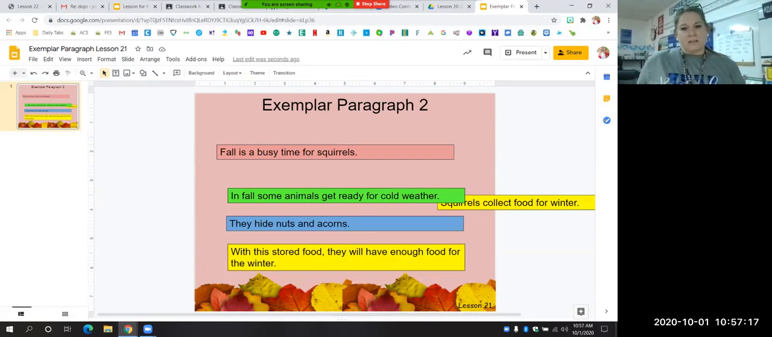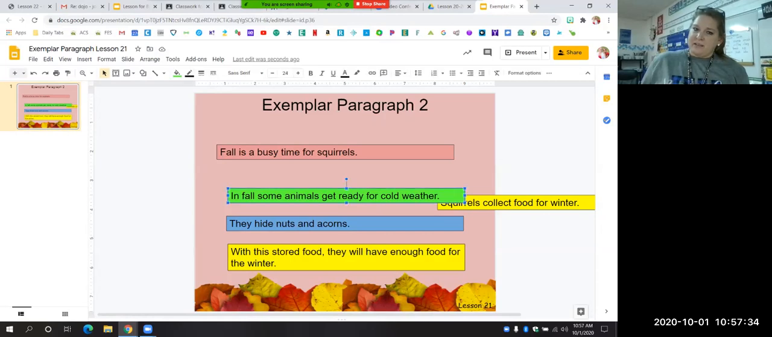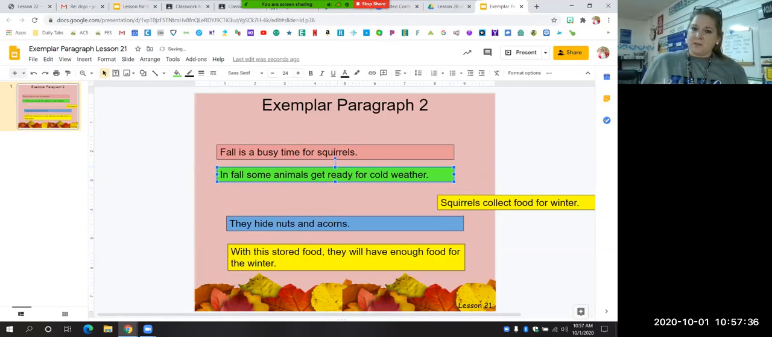In fall, some animals get ready for cold weather. Well, this says some animals. It doesn't just talk about squirrels like our evidence over here did. That makes me think it's a much bigger topic. It's talking about many different kinds of animals. So I don't think that's a piece of evidence. That's either going to be the topic statement or the conclusion, I think.